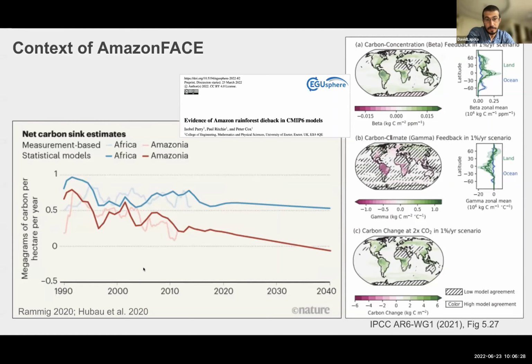But in the Amazon, the strength of this sink has been reduced by some 30% since the 90s, and should that trend be kept, we'll reach a zero balance sometime next decade, and after that, the Amazon forest could turn into a source of carbon to the atmosphere, which makes this experiment even more important because CO2 fertilization, the supposed CO2 fertilization effect, plays a key role in that story.